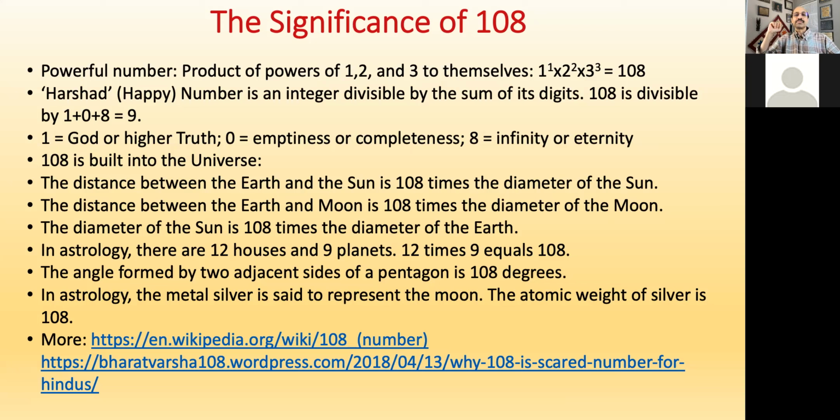And why did they choose the order 108? So you can think of it as God is from emptiness to infinity. 1 is God, 0 is empty, and 8 is infinity. So you can think of 108 conveying that God covers everything from emptiness to infinity or eternity. So you can think of it that way.